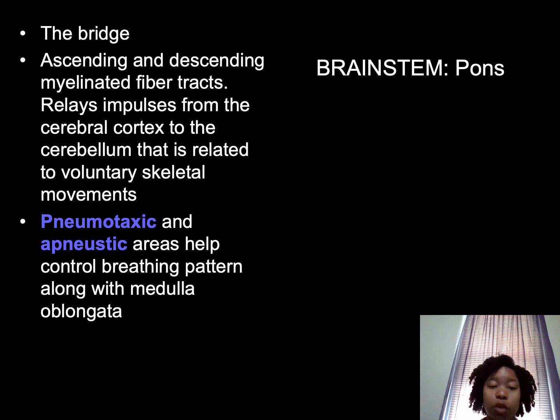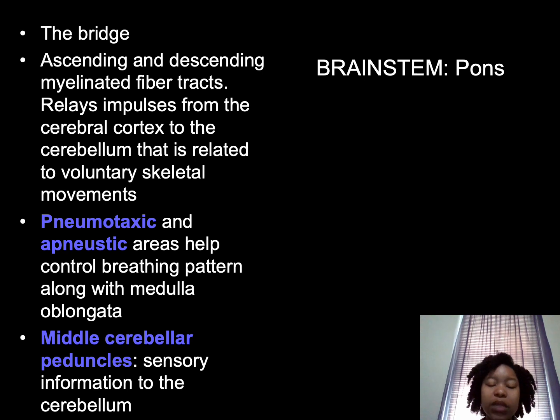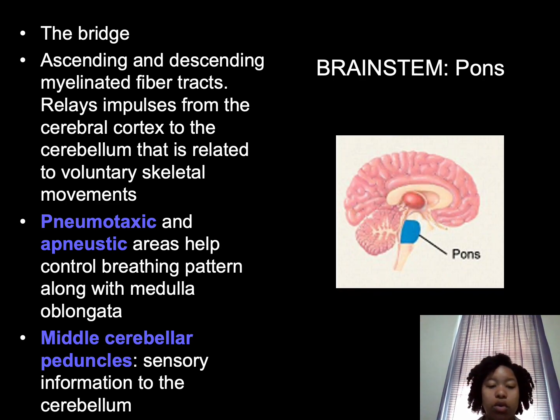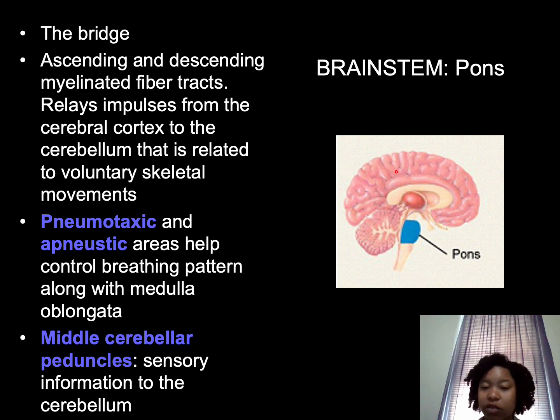So again, you've got pneumotaxic and apneustic areas of the pons that help control breathing pattern along with the medulla oblongata. Then you have the middle cerebellar peduncles, and this is where sensory information to the cerebellum goes. You can see in this image, sitting right here along your brainstem, that's where the pons is. It's in a nice location to send information from the cerebrum to the cerebellum, like it could travel through there.